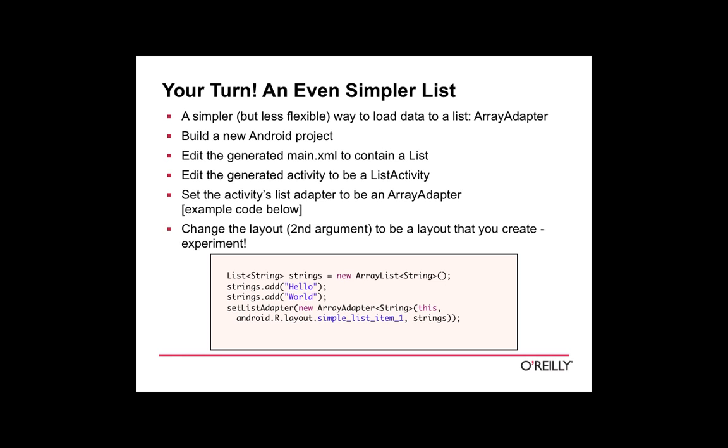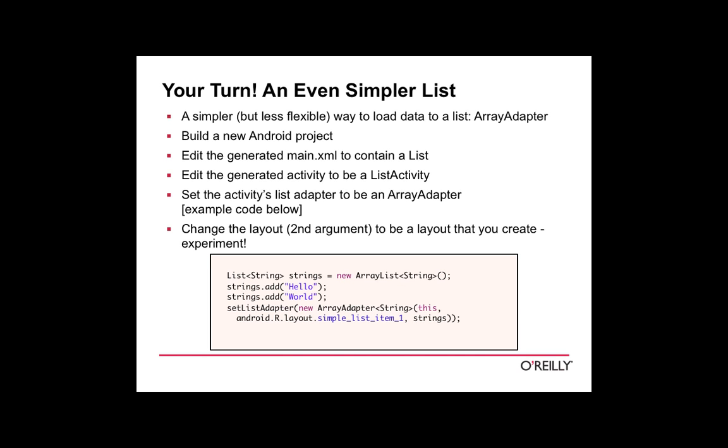And that adapter is called an array adapter. So instead of using that base adapter and implementing a whole bunch of things, we could simply use a system class called array adapter. What I'm suggesting you do is build a separate project, make yourself a main XML which contains a list, just like we have here in the code, and then change that, set the list adapter just like we set the list adapter to the adapter that we created.